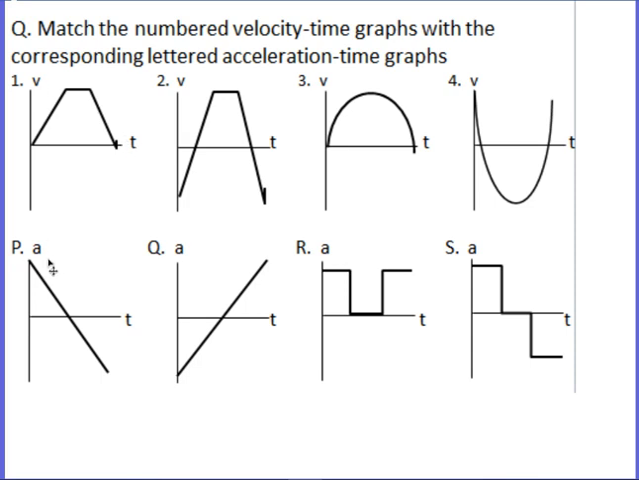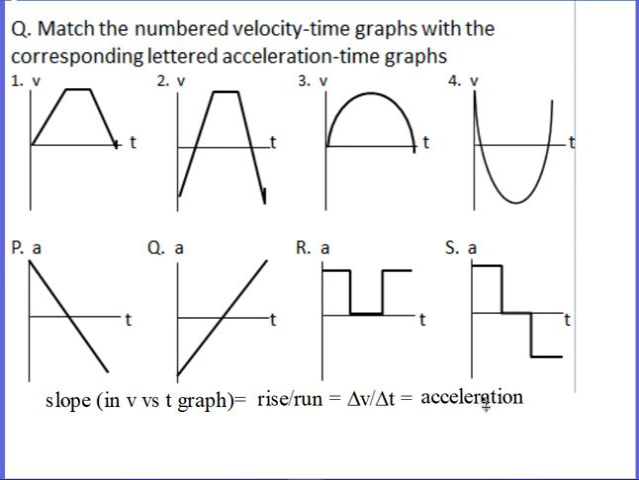So here is again a matching, this time not going from position time to velocity, but from velocity time to acceleration. Just as was the case before, we look at the slope in this graph, which is the rise over run, and realize that because it is a velocity time graph, the rise is the change in velocity and the run is the change in time. And this, of course, is the definition of acceleration. So it follows that slope in a velocity time graph is the acceleration.